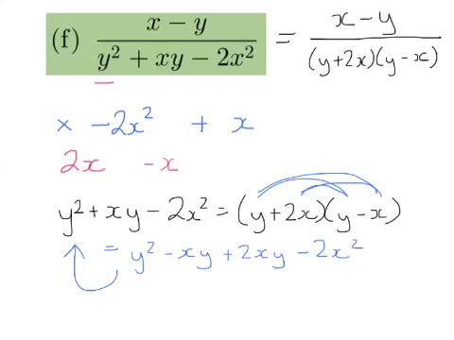Now, there's a little trick here that you should know by now, where we can actually simplify this one step further. You should all know that x minus y is equal to negative brackets y minus x. You can double check that by expanding, which means we can cancel out our y minus x and our x minus y, and we'll be left with a negative 1. So our final answer is going to be negative 1 over y plus 2x.